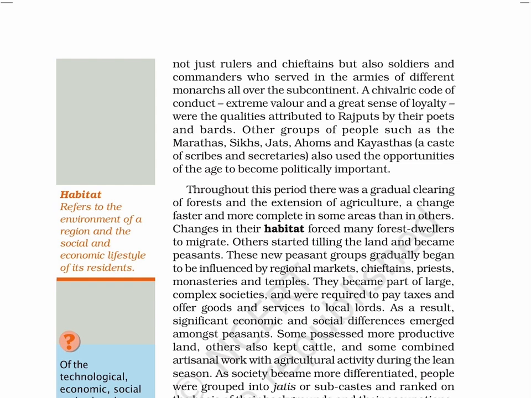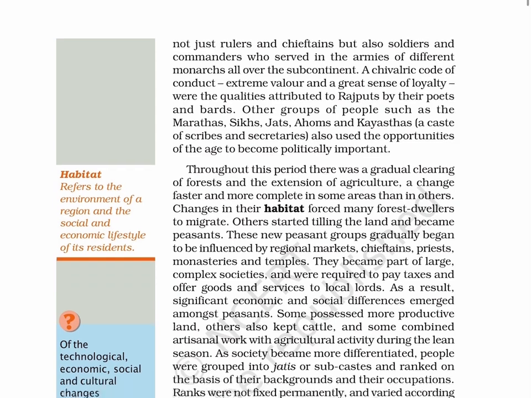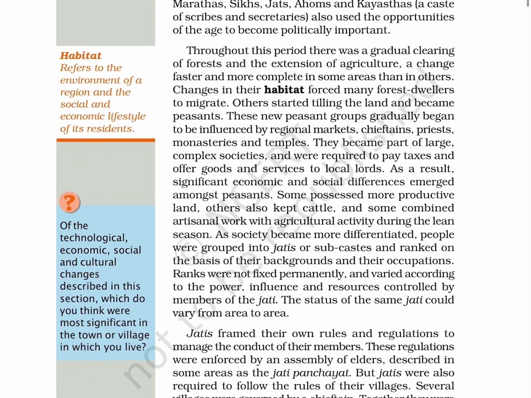Throughout this period, there was a gradual clearing of forests and the extension of agriculture, a change faster and more complete in some areas than in others. Changes in their habitat forced many forest dwellers to migrate. Others started tilling the land and became peasants.